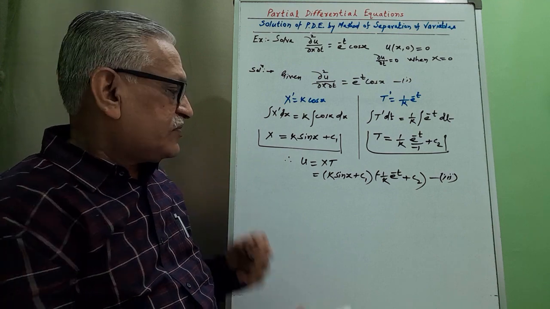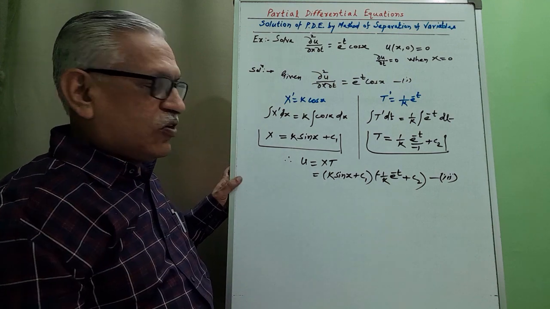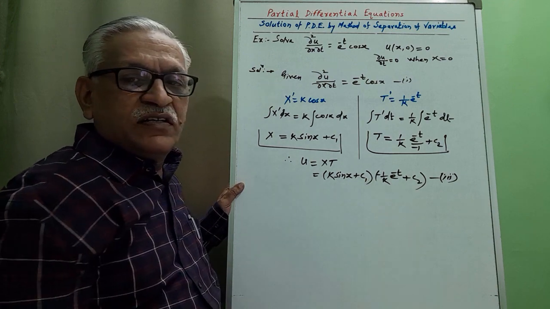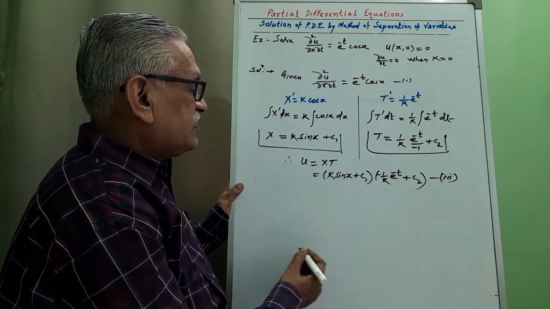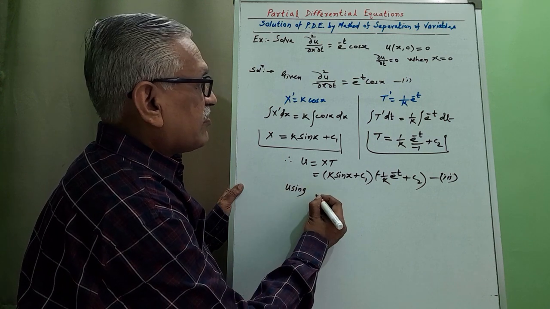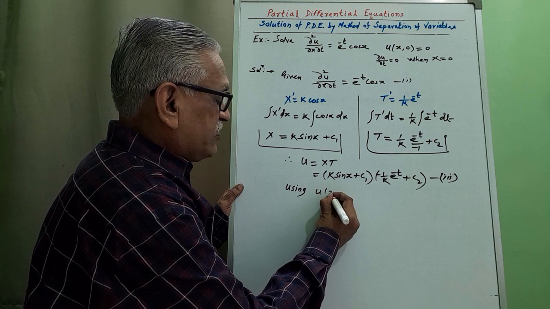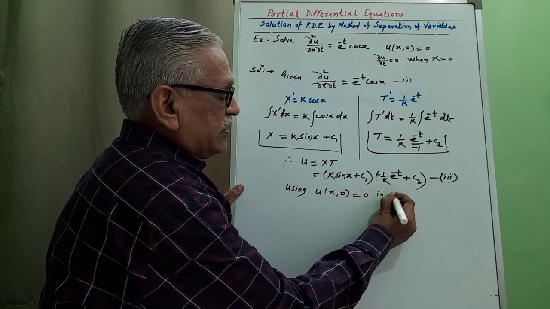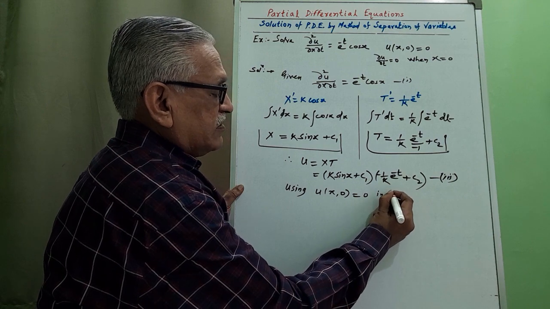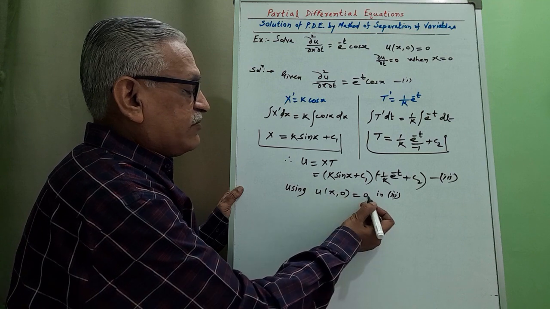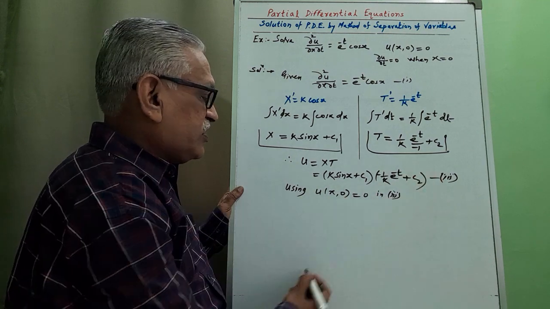Solution in terms of x and t, where k, c1 and c2 are constant terms. Then using the first condition, u of x, 0 is equal to 0 in equation 3, means substitute t equals 0. At that time the value of u is 0 in equation 3.